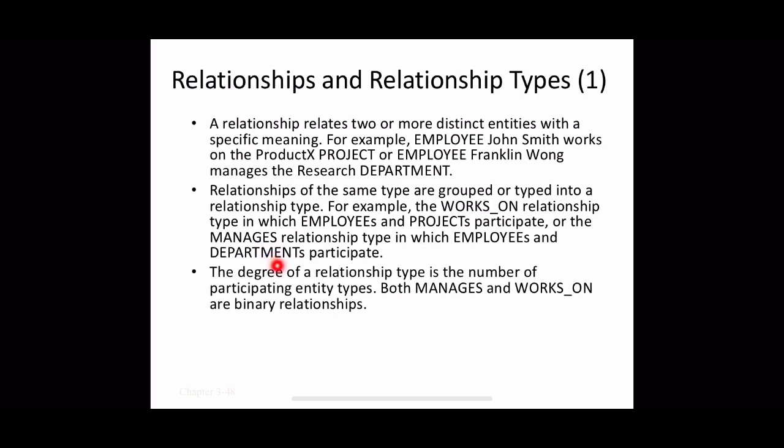The degree of a relationship type is the number of participating entity types. So in both of the cases, employee and project, which is a works on relation, and the second relation, manages, between employee and department, those two are binary relationships, right? Only two different entity types participate in this relationship type. It can be of any degree. There can be three different entity types participating in a relation, which is called ternary, and any degree can be there.